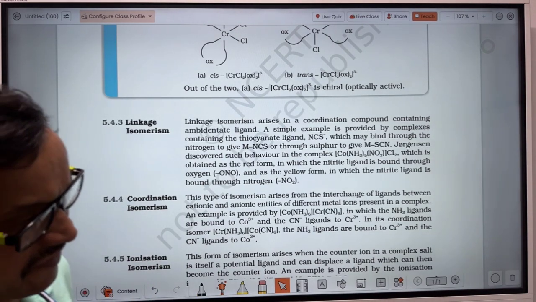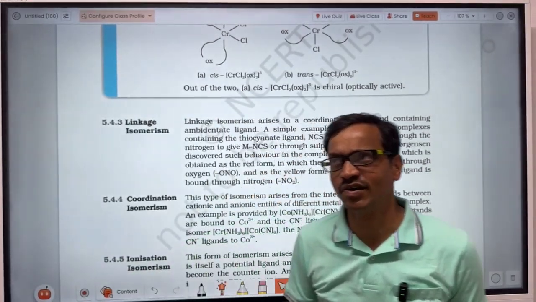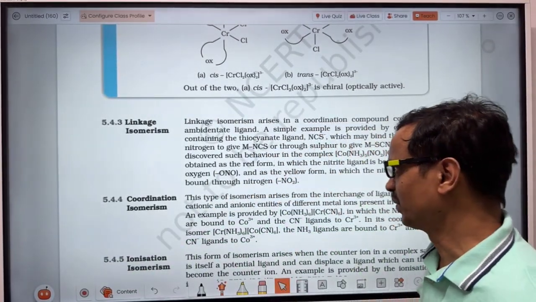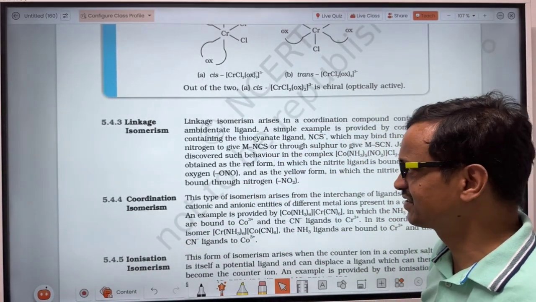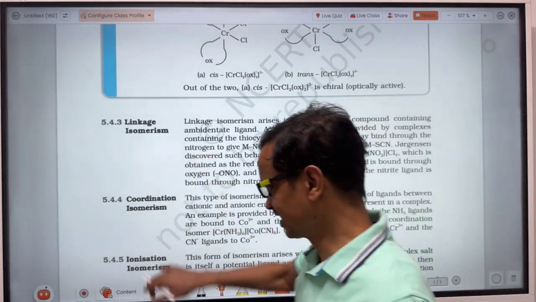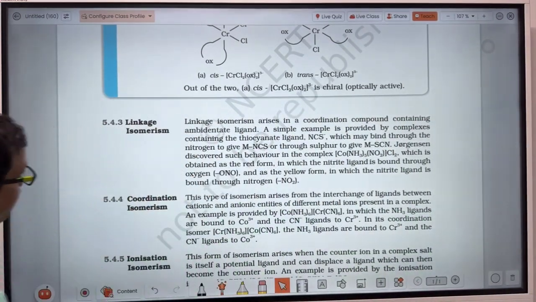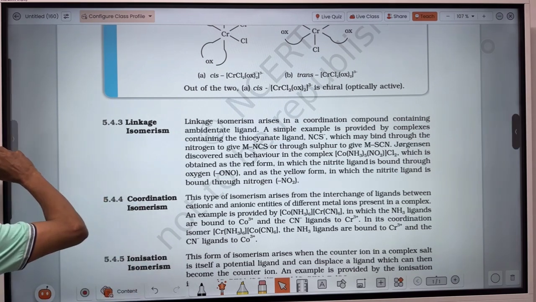Okay, so there will be a difference in the properties of a compound due to a difference in the structure of the compound. And there are actually four types of structural isomerism. Listen, the first one here is linkage isomerism.